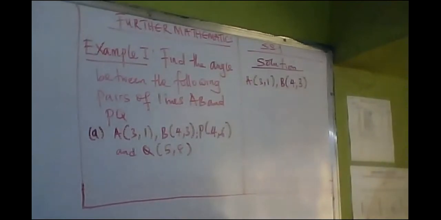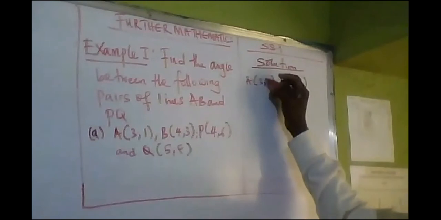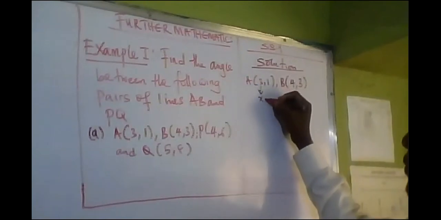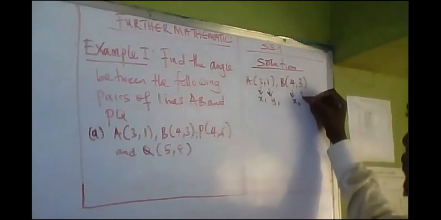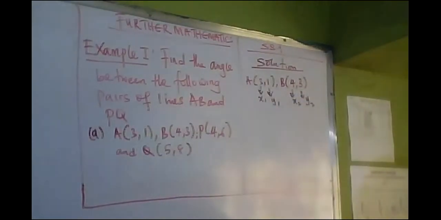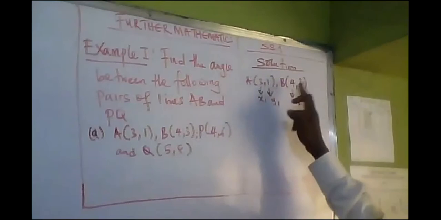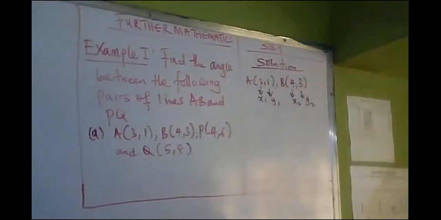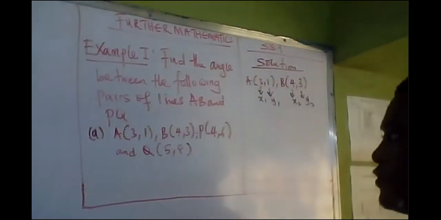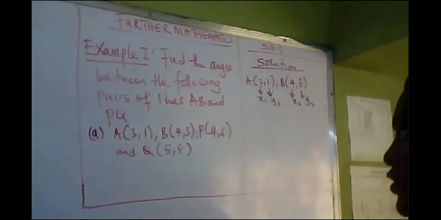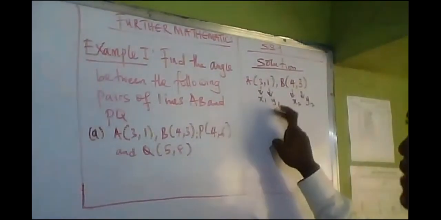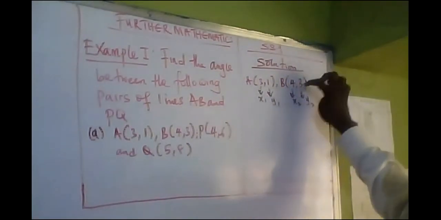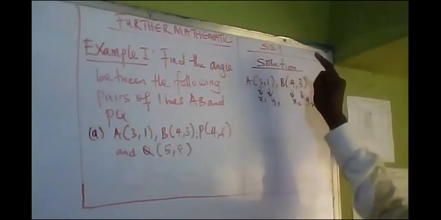get the gradient. So how do you get the gradient? This is your x1, this is your y1, this is your x2, y2. I repeat, x1, y1, x2, y2, the same for any coordinates given to you. When two coordinates are given to you, the first one is x1, y1 and the second is x2, y2.